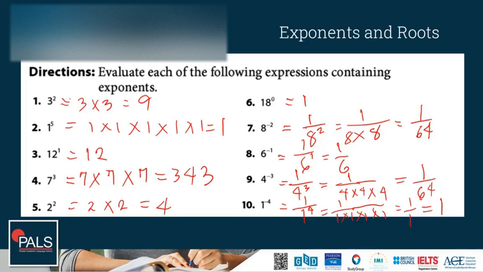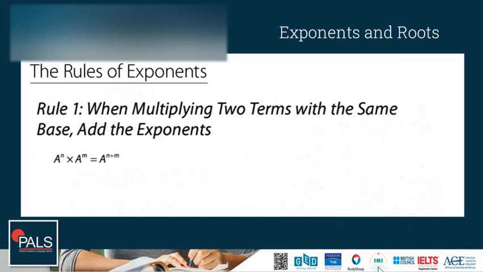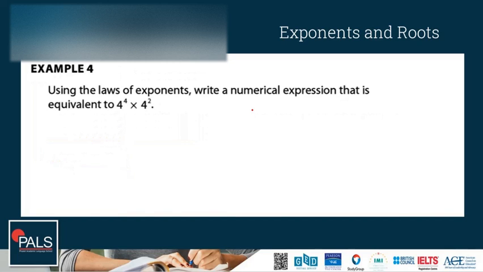Let's look at the rules of exponents. I'll be giving you several rules that we need to take notes on that might help us in evaluating and simplifying expressions. Rule number 1: when multiplying two terms with the same base, add the exponents. a to the n power times a to the m power is equal to a to the power of n plus m. Let's look at an example.